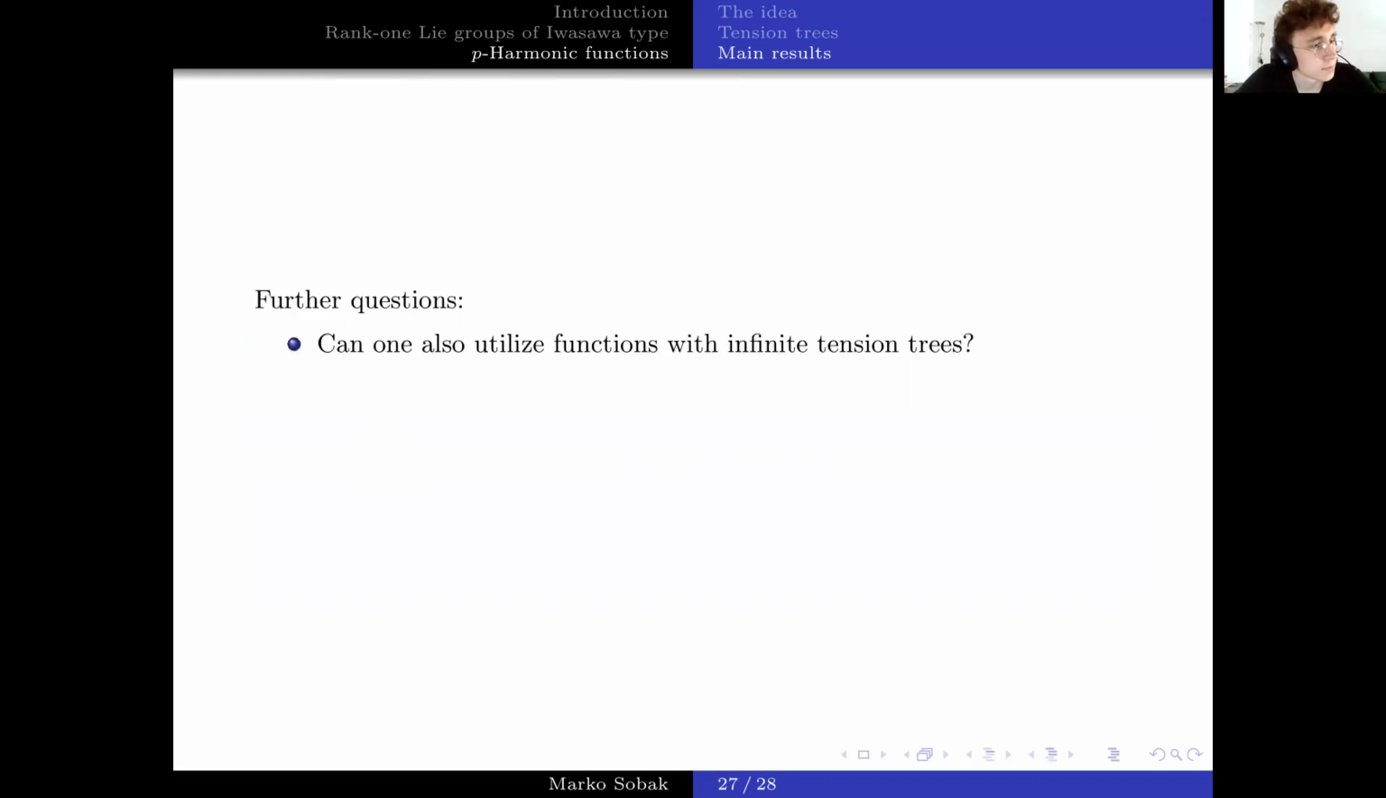Okay, and this is basically what I wanted to say. In some sense, these were the main results. But then there are, of course, further questions. The first question one can ask is, this works for functions which have finite tangent trees, but what happens if the tangent tree is infinite? Can we still get some sort of a result?